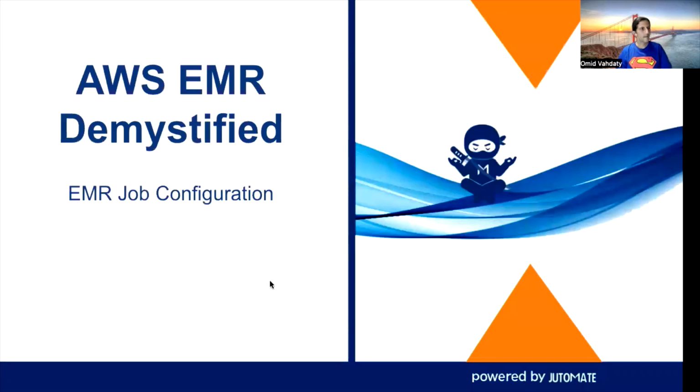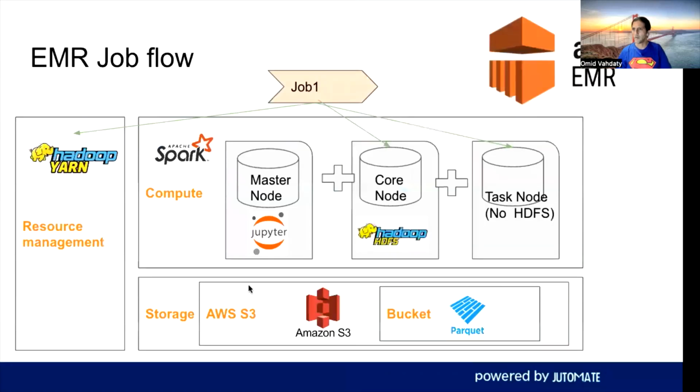Okay. So let's talk a little bit about job configuration. Before we dive into that, we really need to understand the mechanics or the delegation of authority within the cluster. This is a slide from previous lectures. When you have a job, essentially you're asking the YARN service, which is a resource management service, for compute resources, which are essentially core nodes and task nodes. And yes, you have the storage as well, either HDFS or S3.